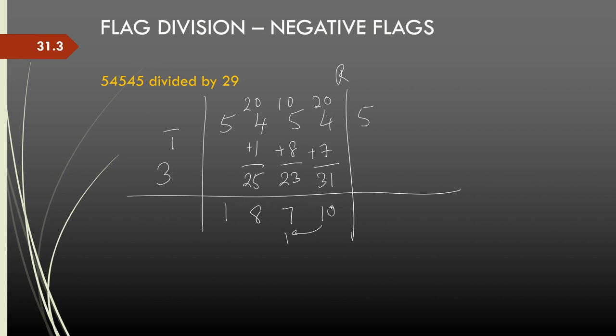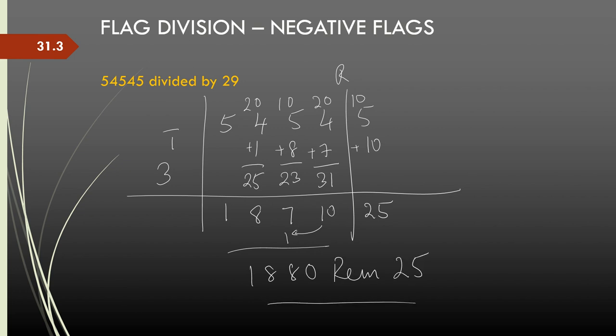So, 3 10s are 30, then 1 carried forward plus 10. So, 1 into 10 is 10. So, this is 15 plus 10, 25, which is less than the divisor 29. So, we are fine. So, the quotient here is 1880, remainder 25. That is the answer of the division 54545 by 29.